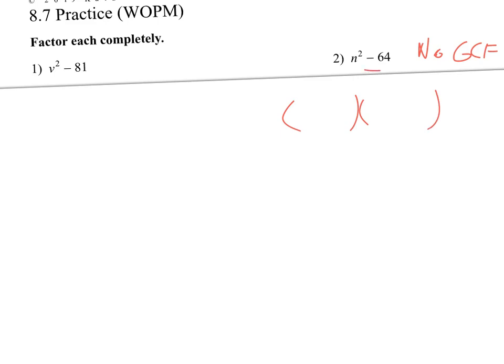It's really important that we have subtraction here, which we do. And so what we do is we kind of take the square root of each of these, so it's going to be n and 8 on both of them. The square root of 64 is 8, and then the square root of n squared is really just n. And then for the signs, I do 1 plus and 1 minus, and that's it.